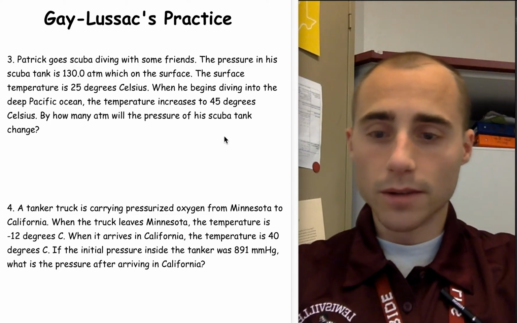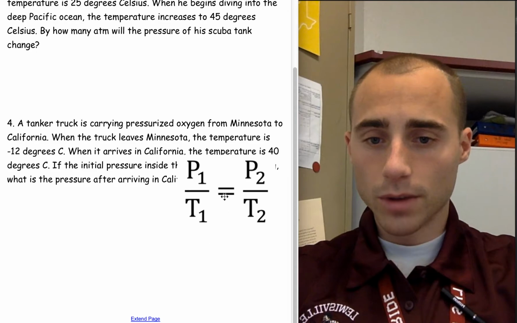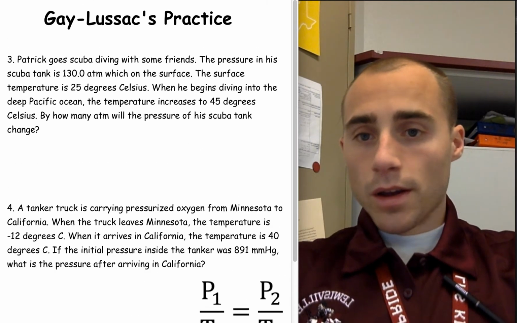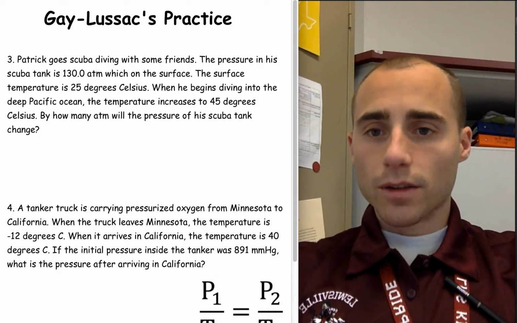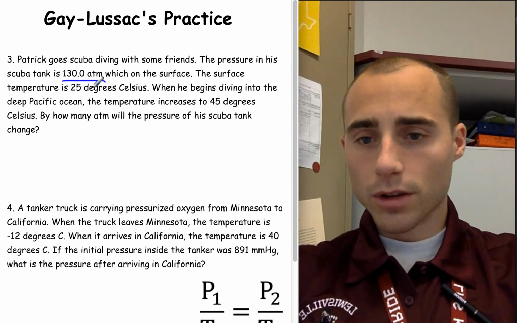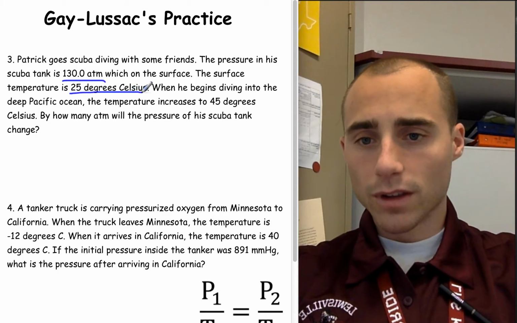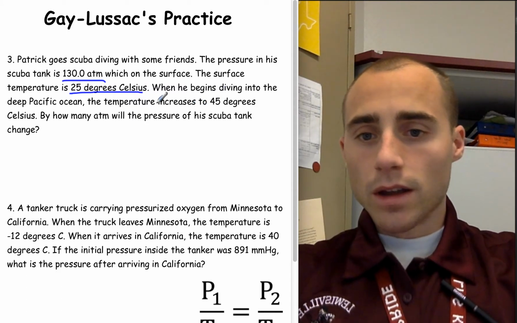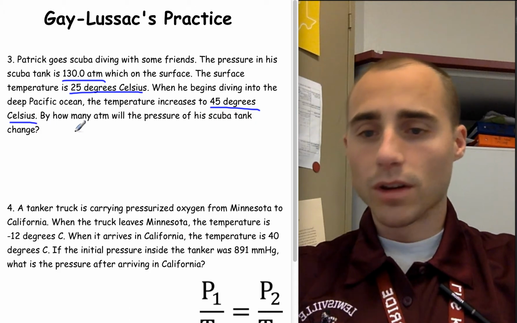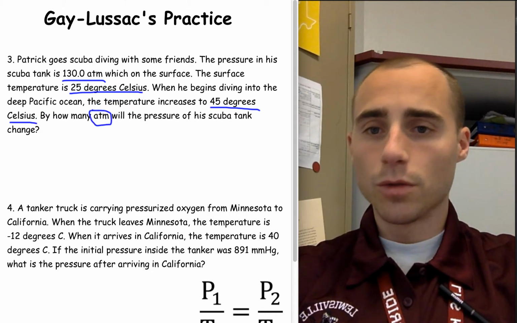First, let's bring in our formula right here. Gonna have to extend the page a little bit here to bring in the formula. Scroll up. Okay, we are scuba diving with some friends here. The pressure in the scuba tank initially is 130 atm, so that's going to be our P1. The surface temperature is 25 degrees Celsius, so that's going to be our T1. The temperature increases in the ocean to 45 degrees Celsius, so that's going to be our T2, and we are solving for ATM or P2.